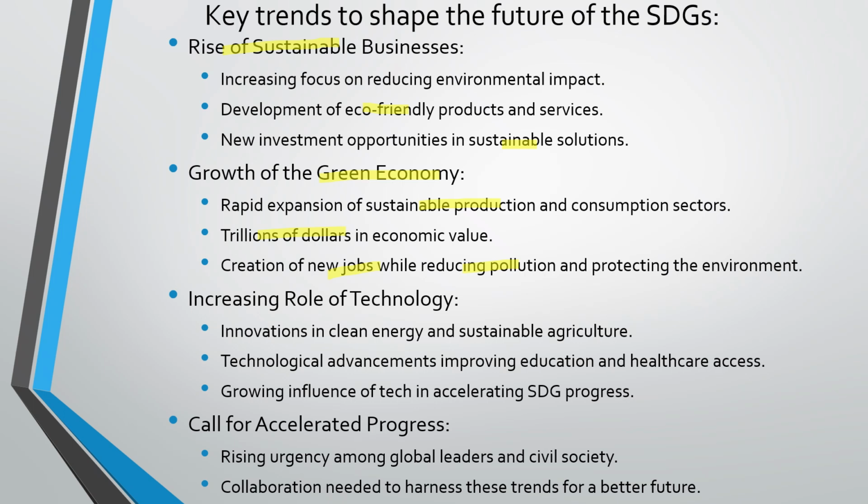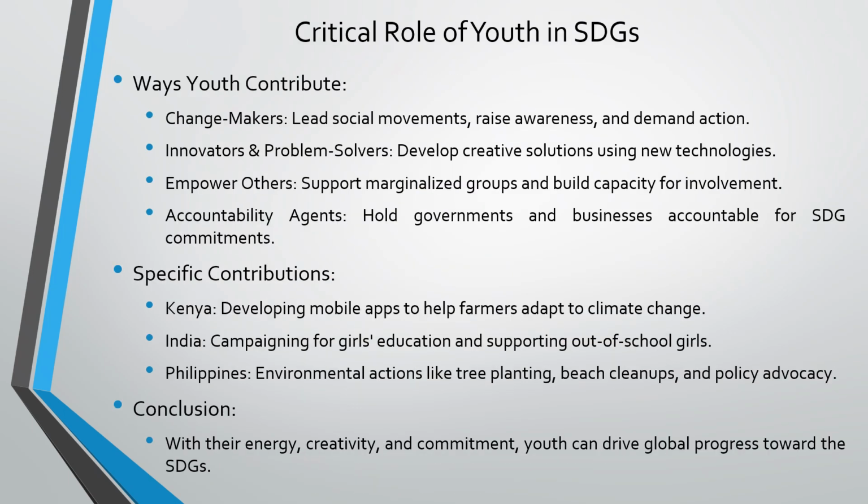Increasing the role of technology. Technology can be used to produce clean energy and can be used for sustainable agriculture. Technological advancements, including in education and healthcare, show the growing influence of tech in accelerating SDGs. So there is a call for accelerated progress.